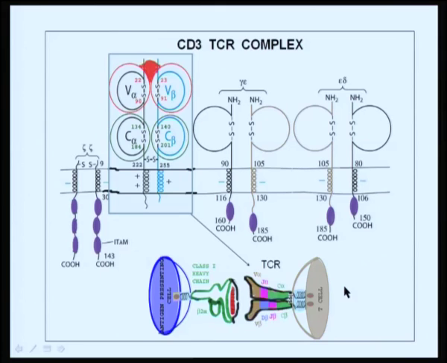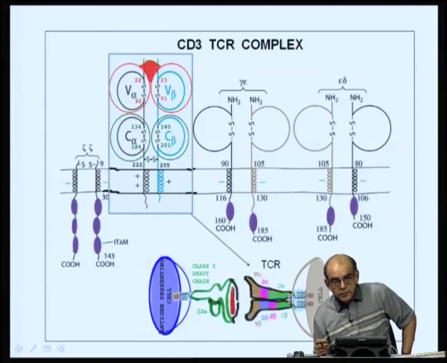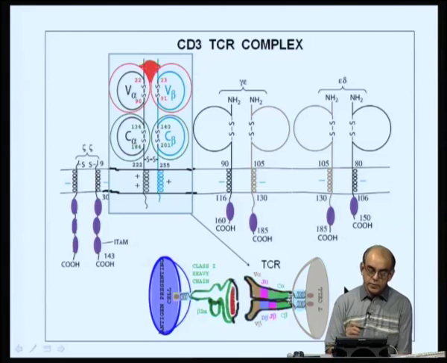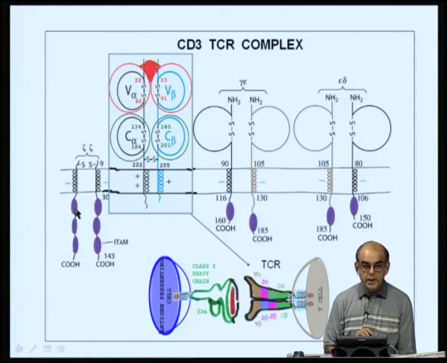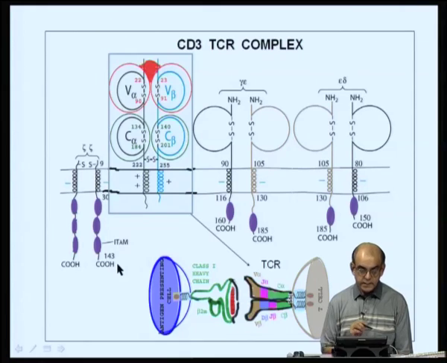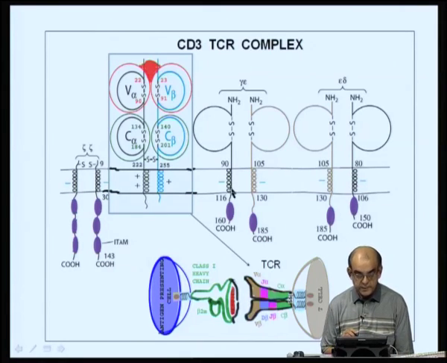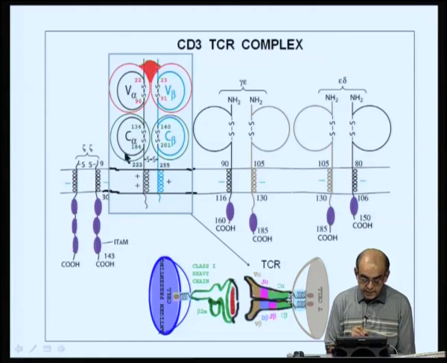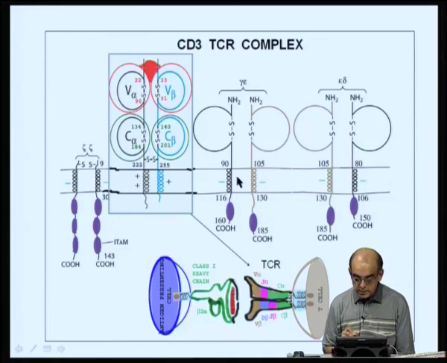Now, this alpha beta T cell receptor is found in association, as I told you earlier, with what is called the CD3 complex. This CD3 complex is made up of different subunits. These are the antigen binding portions of the T cell receptor, note that they have a short intracytoplasmic segment. You have the other subunits called the gamma over here, and the delta. And there is another subunit called the epsilon, represented in this figure in brown.